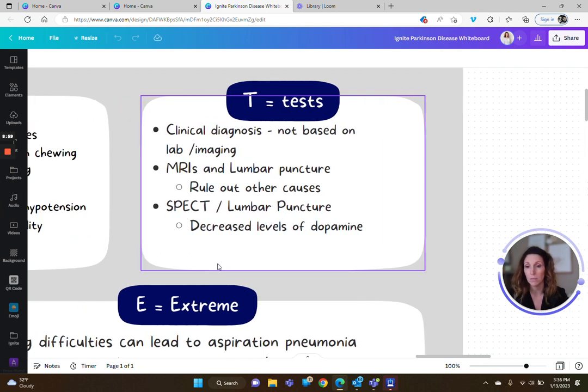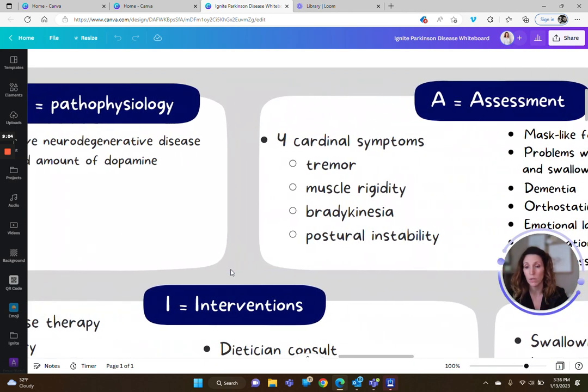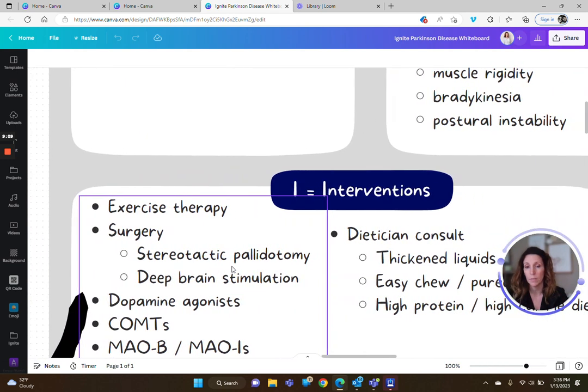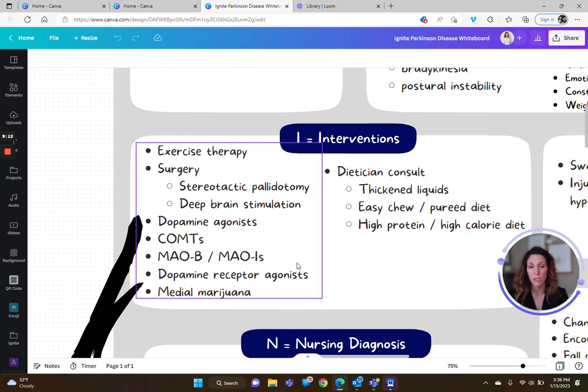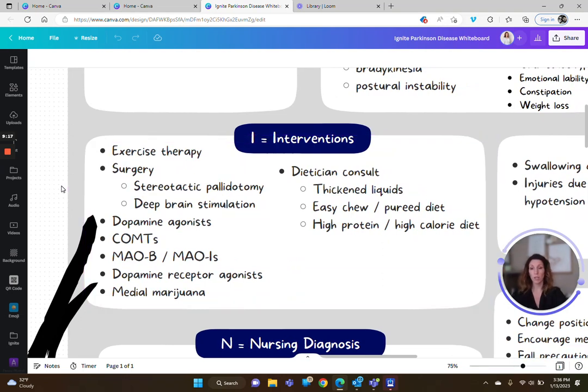Okay, now we are going to move on into these interventions. Okay, so like I already said, physical therapy gets really involved in these patients who have Parkinson's disease. So exercise therapy, maybe physical and occupational therapy may help with some plans for these patients on how to decrease their risk for falling, since they are having problems with movement. And then there is surgery, and these include stereotactic pallidotomy and deep brain stimulation.